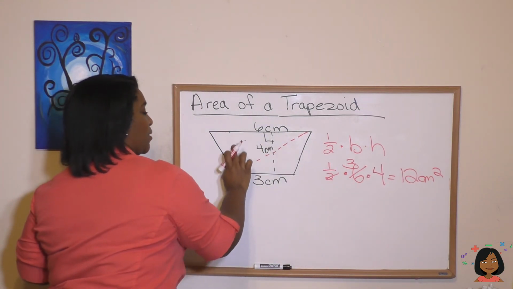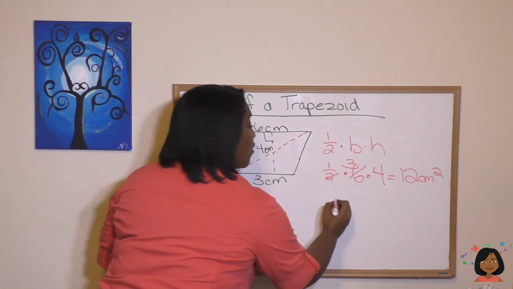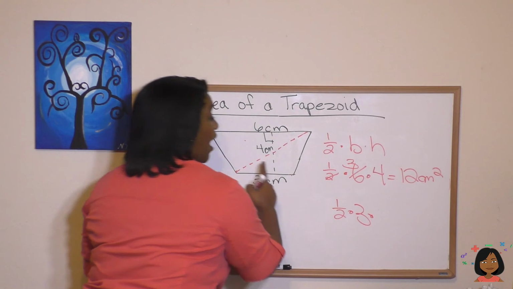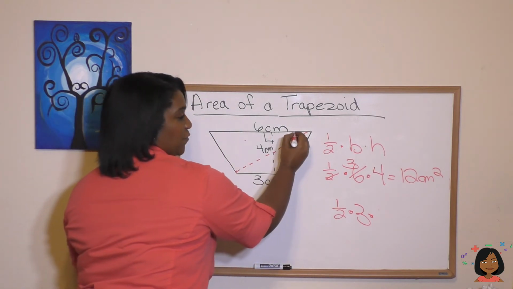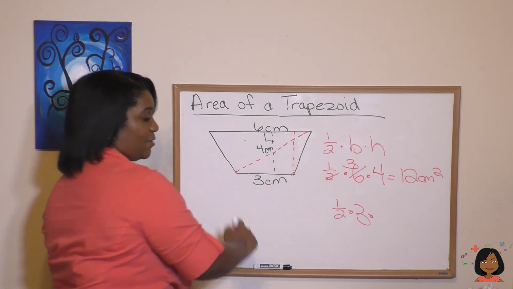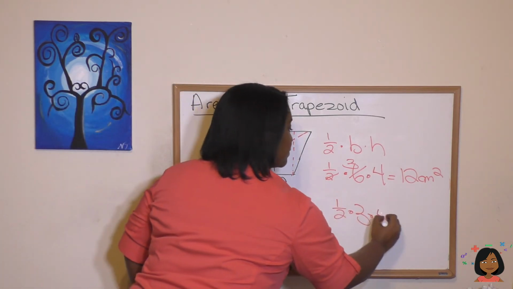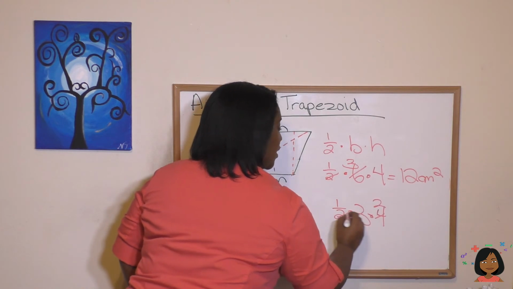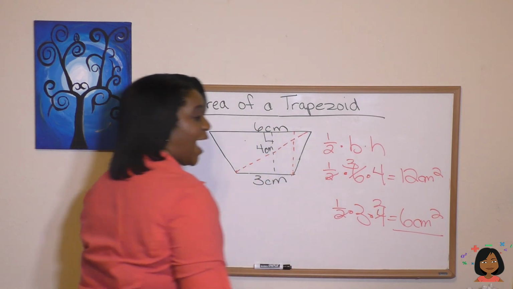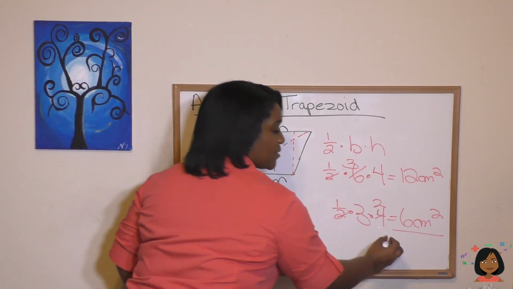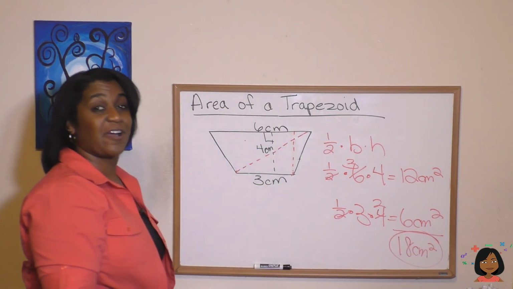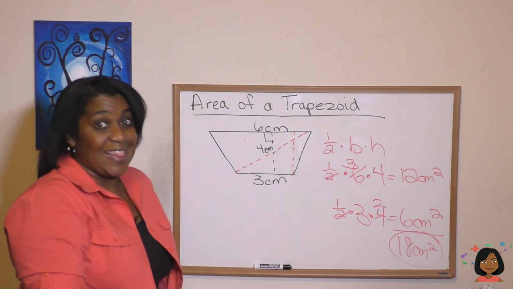Let's do the second triangle. We have 1/2. Our base is going to be a 3. And our height is still going to be a 4. But I'm just going to shift it over here so it's easy for you to see that it's the height of this triangle. So it's times 4. And let's do some canceling. We are left with 6 centimeters squared. So if we add them together, we get 12 plus 6, and our answer is 18 centimeters squared for our area of the trapezoid. That's simple.